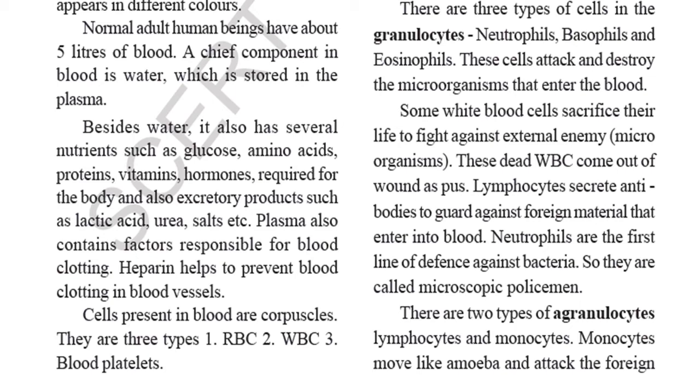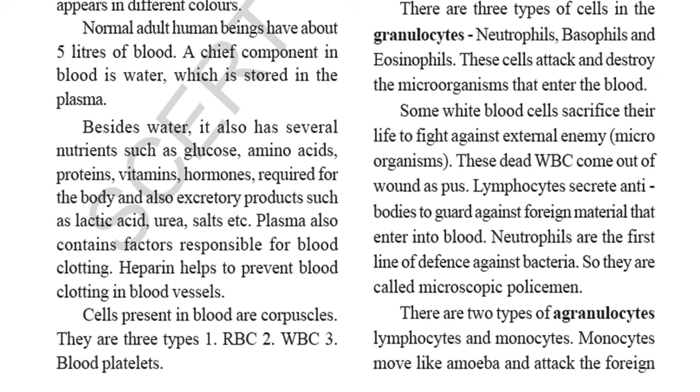Cells present in the blood are called corpuscles, 3 types of corpuscles: RBC, WBC and platelets. Granulocytes have 3 more types, neutrophils, basophils and eosinophils. These cells attack and destroy the microorganisms that enter the blood. Some white blood cells sacrifice their life to fight against external enemy microorganisms.